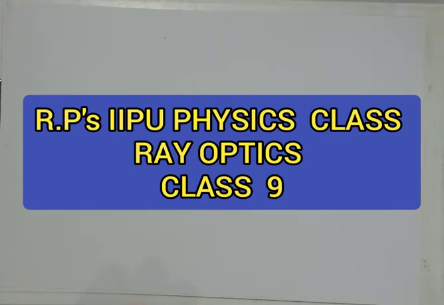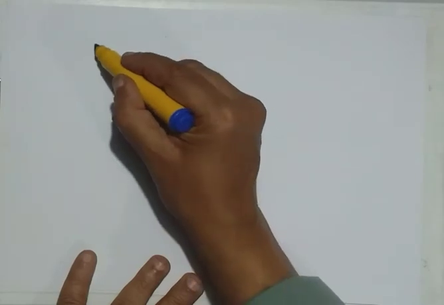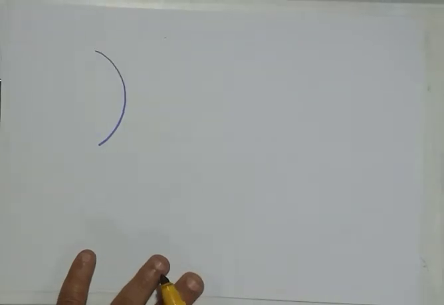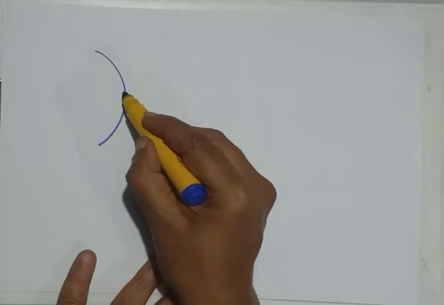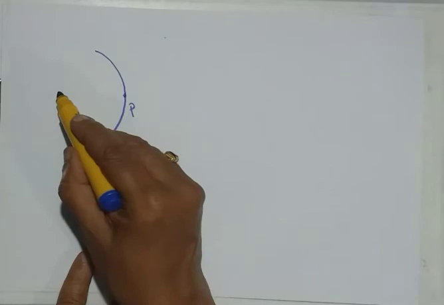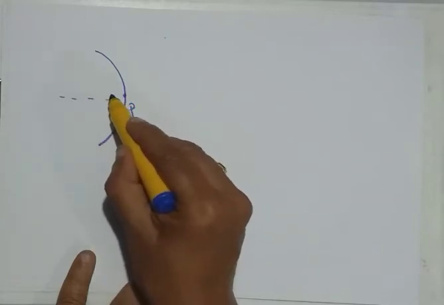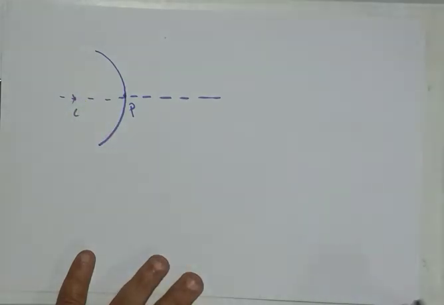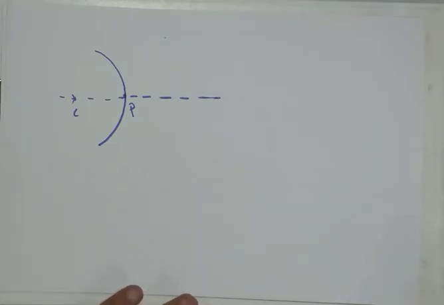Now we draw a figure. I imagine this as a curved surface. If we point out the midpoint, it is again the pole. If we draw a line passing through the pole and the center of curvature, the same definitions that we learnt for a mirror are valid here. That's why I am using the same words again, center of curvature and pole.